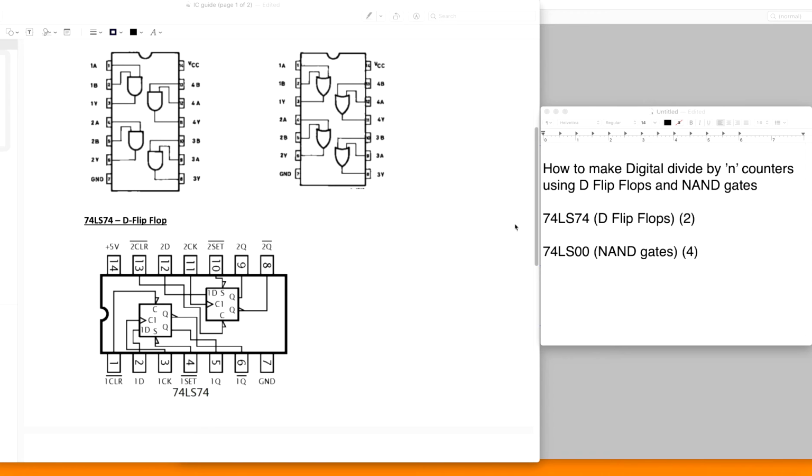The amount of D flip-flops you have is N. If you cascade N D flip-flops together, you have a divide by 2 to the N counter at your output. If you cascade 3 together, you have a divide by 2 to the 3 counter, or simply a divide by 8 counter. I'll explain this now in LTspice, which is a free circuit simulation program.